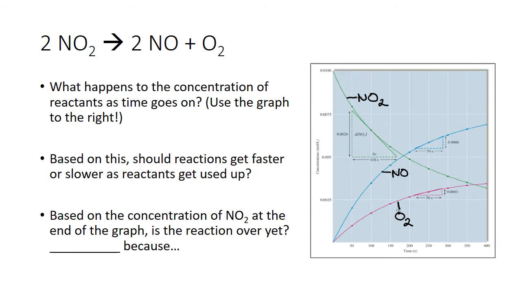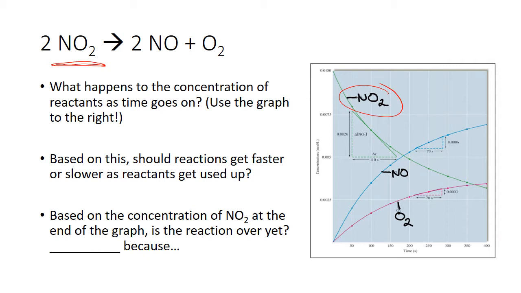We've got a little graph analysis here to think about the course of reaction a little bit more. It says, what happens to the concentration of reactants as time goes on? In this case, NO2 is the reactant. So we find NO2 on the graph and we can see what's happening to the concentration over time.